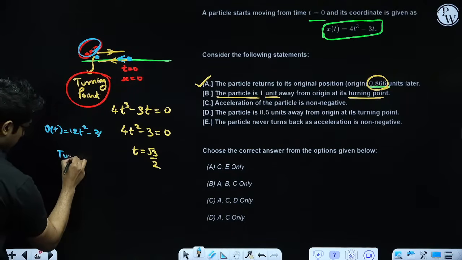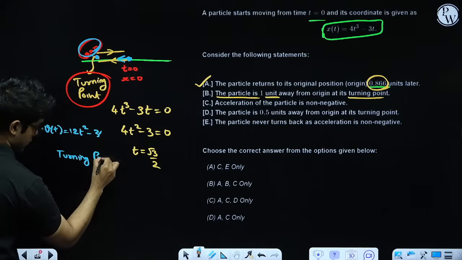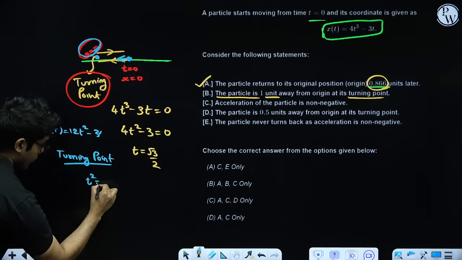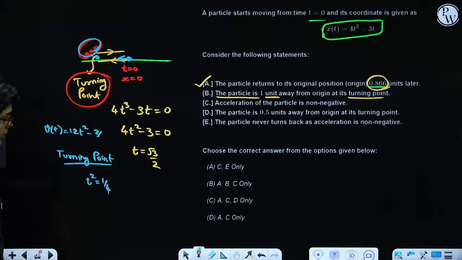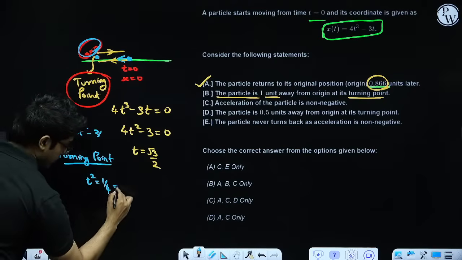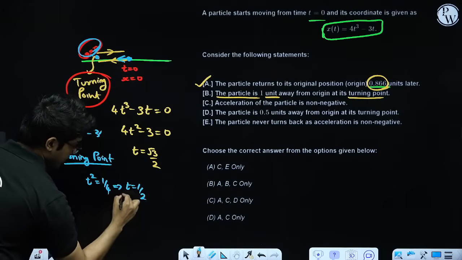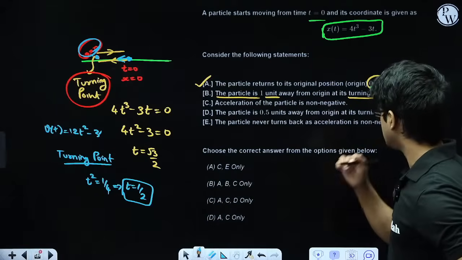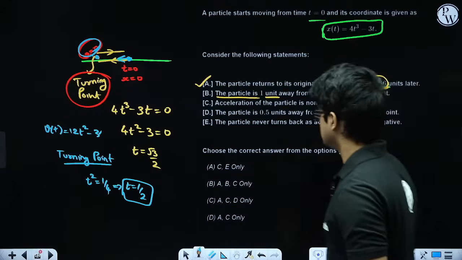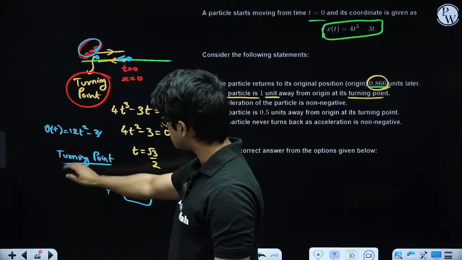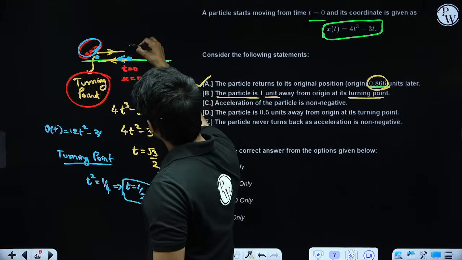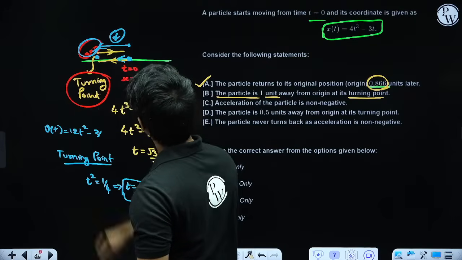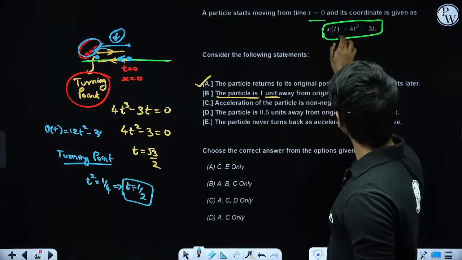Okay, so for the turning point, we'll set v equal to 0, which means 12t square equals 3, so t square equals 1 by 4. This means t equals half. So after half a unit of time, the particle comes to rest. This is when it reaches the turning point. So the question is, where is that turning point? It is somewhere over here, so we need to find its x coordinate. For that we'll substitute t equal to half into the x coordinate.